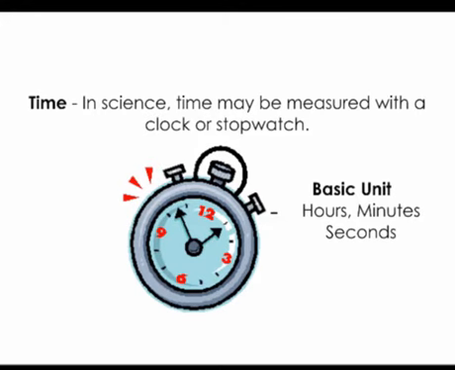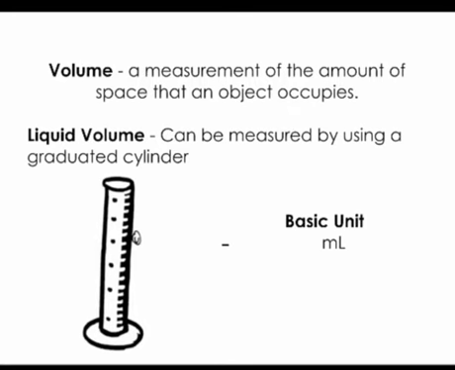Time. In science, time may be measured with a clock or a stopwatch, and the basic unit is what we use already, hours, minutes, and seconds. Volume is a measurement of the amount of space that an object occupies. So liquid volume, we can measure it by using one of these things, a graduated cylinder. So there's a graduated cylinder, you fill it up with liquid, you measure how far up it goes, and the basic unit is milliliters, mL.